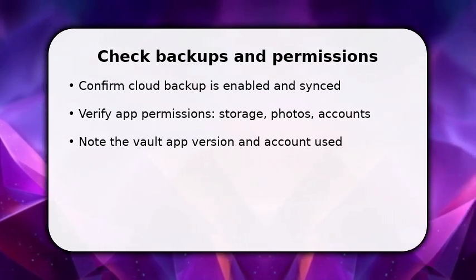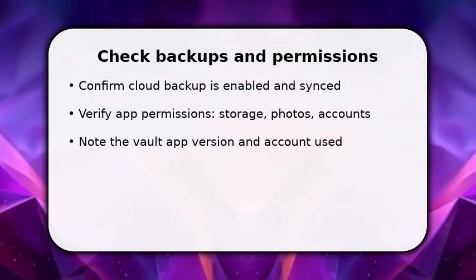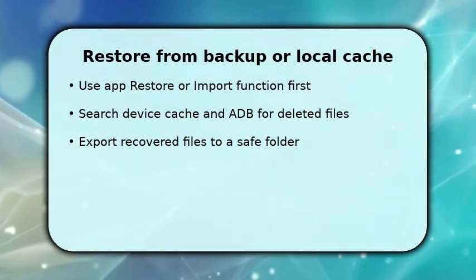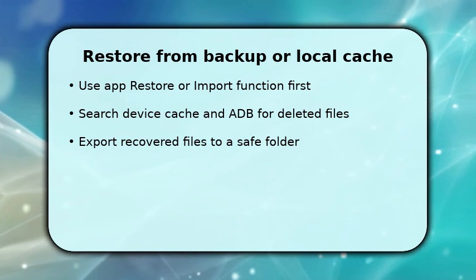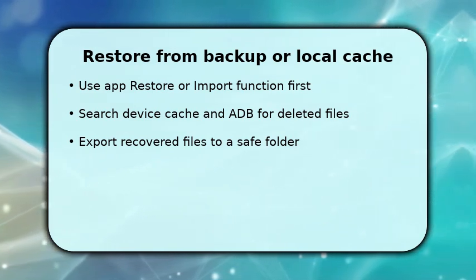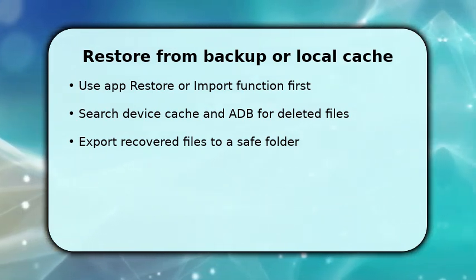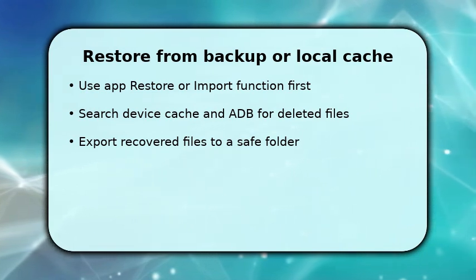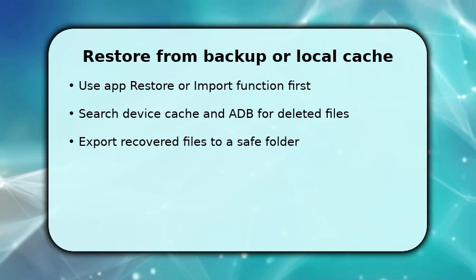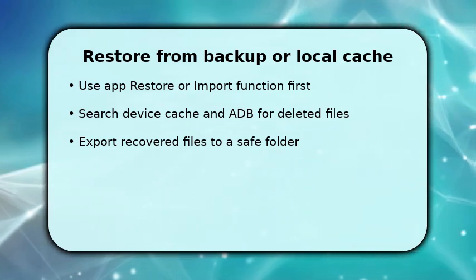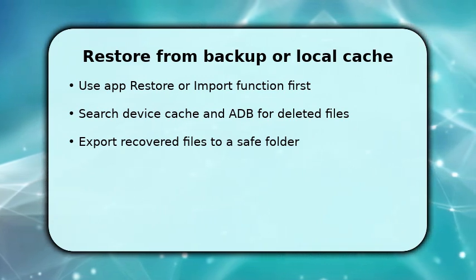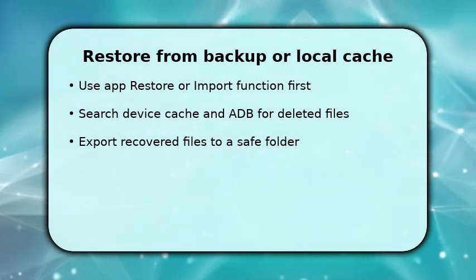You now perform the core recovery steps. Use the Vault app's Restore or Import tool to pull from cloud or internal backups, because that keeps metadata intact. If that fails, scan the device cache and use ADB or a file recovery tool to find deleted photo files. This deeper search can retrieve items not listed by the app. Once found, export photos to a safe, separate folder outside the Vault, so you have a working copy.